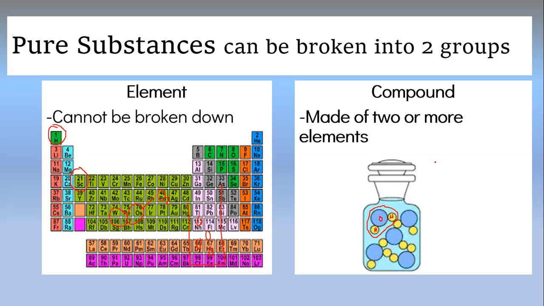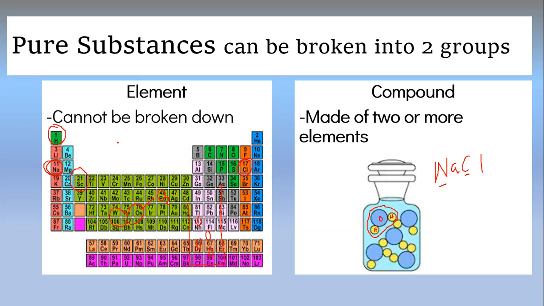Another type of compound would be table salt or salt, which is NaCl. So when I go over here, my sodium is found over here, and my chlorine is found over here. So because I'm using two different boxes on the periodic table, that tells me it's a compound. I can also recognize a compound because there's two capital letters.